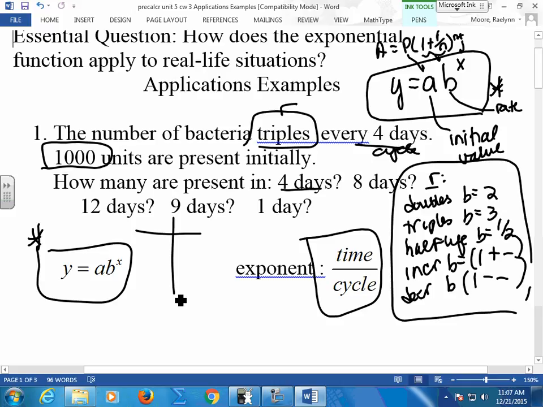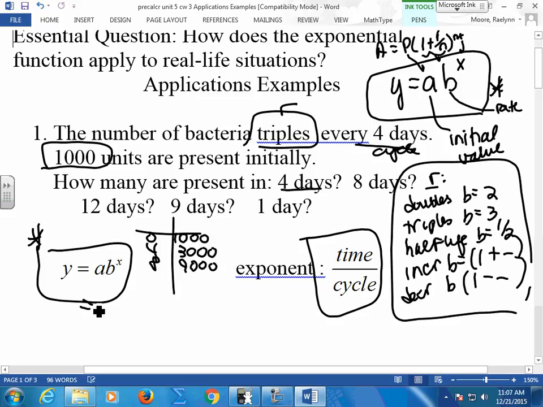We start at day 0 with 1,000 units. When is this going to triple, on what day? Day 4. Day 4, this should say what? 3,000. Then another 4 days. What should it say? It's going to triple. 9,000. Right? It's going to keep tripling. So we see a pattern. So when you put this in your calculator, if you don't see that in your table, then something went wrong.